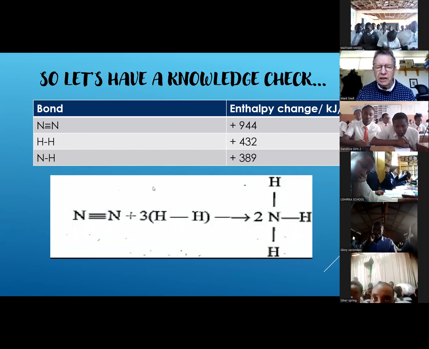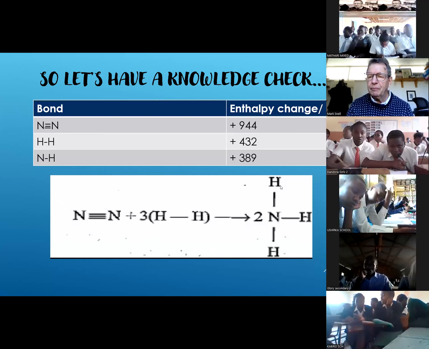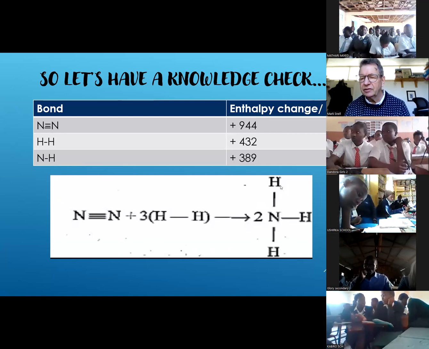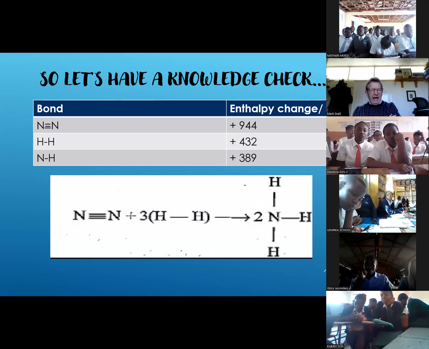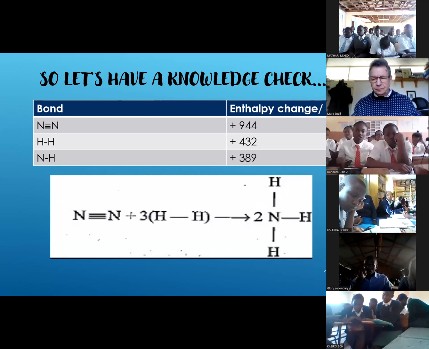So total all the left-hand side, that will be positive, because we will have to break them. And then everything on the right-hand side, we have to make, which will be negative. So they're all negative. Okay, so have a little bit of a go at that. Just count them up and make sure you do not miss any out.